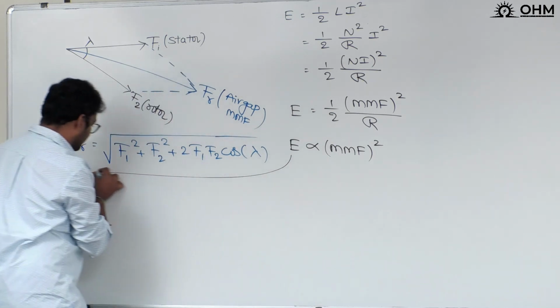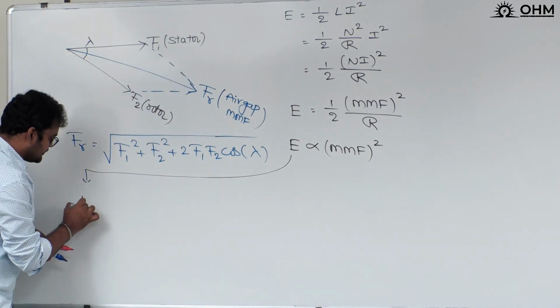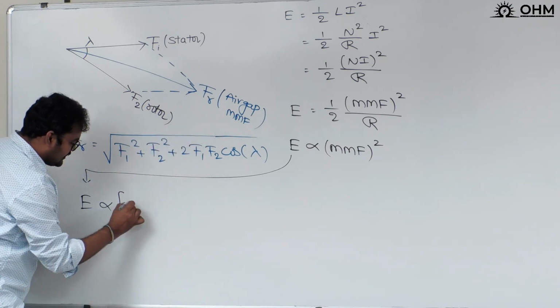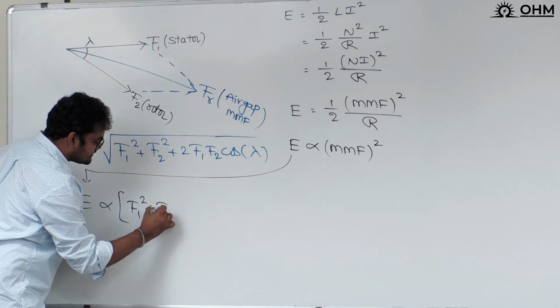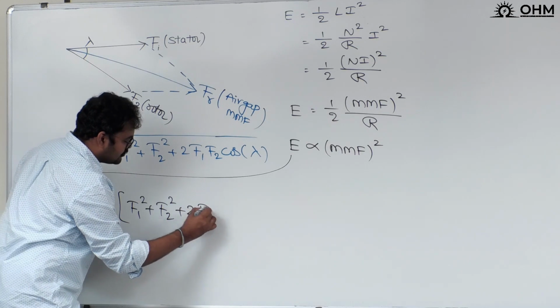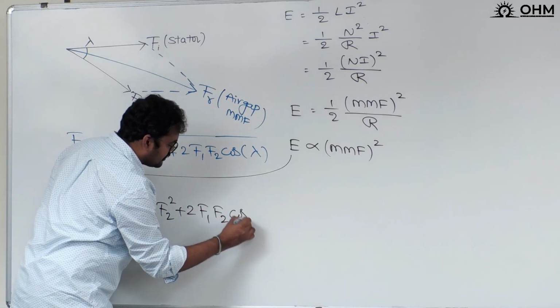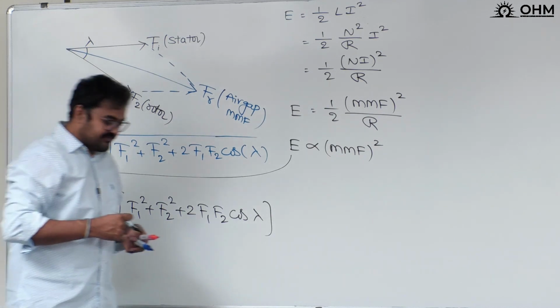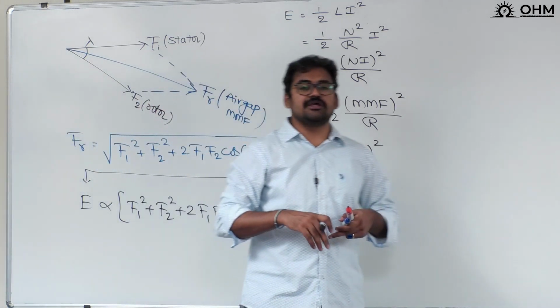We already know the expression for resultant MMF, and energy is proportional to the square of the MMF. So let me continue here. What is the energy? Energy is proportional to the square, and square means the root will cancel: F1 square plus F2 square plus 2 F1 F2 cos lambda. That is the energy equation we have. But is our requirement the energy equation or the torque equation?